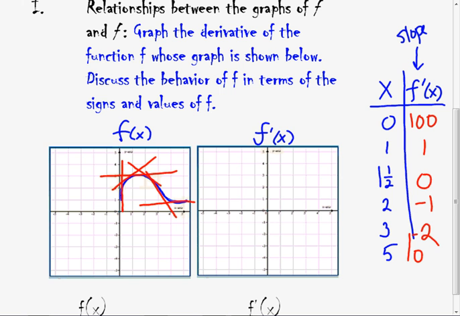and smooth. So at 0, it's going to be a big number up here someplace. At 1, I'm going to be at 1. At 1.5, I'm going to be at 0. At 2, I'm going to be -1. Remember, these are the slopes. At 3, I'm going to be -2. And back at 5, I'm coming back to 0. So it's going to come down like this and come back up. It's going to be smooth. It's not going to have any sharp corners, as long as the original function was smooth.